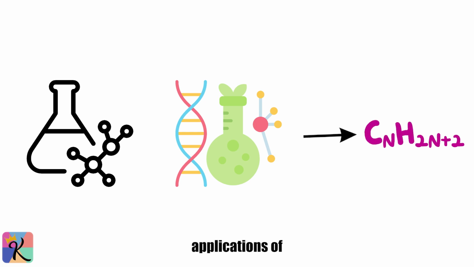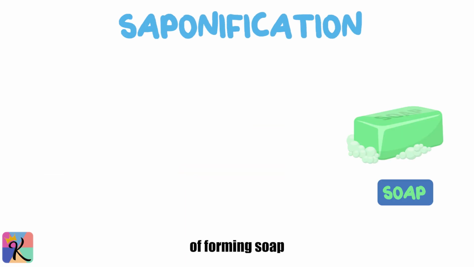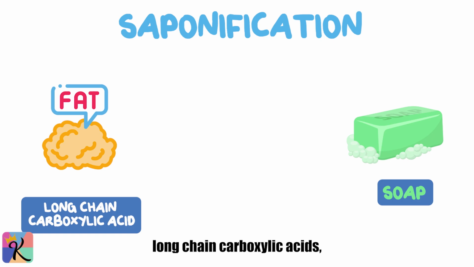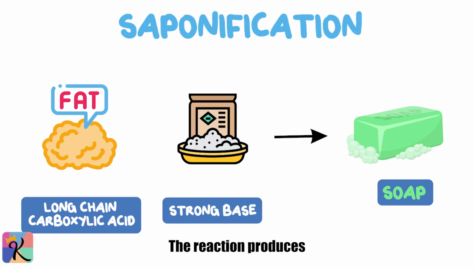One of the more everyday applications of carboxylic acids is saponification. This is the process of forming soap by mixing long-chain carboxylic acids, often called fatty acids, with a strong base. The reaction produces a carboxylate salt, or soap.